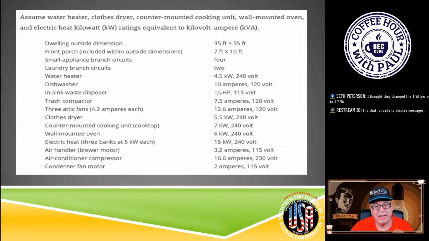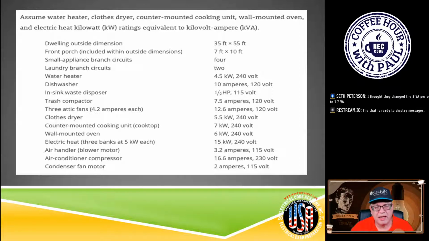Let's see here. We've got a counter mounted cooking unit. So it's got a cooktop, same as before. It's a 7 kW. And we have a wall mounted oven, which is a 6 kW. And at this point, these are nameplates, right? These are straight off the pieces of equipment.